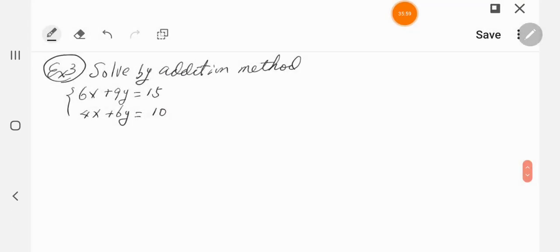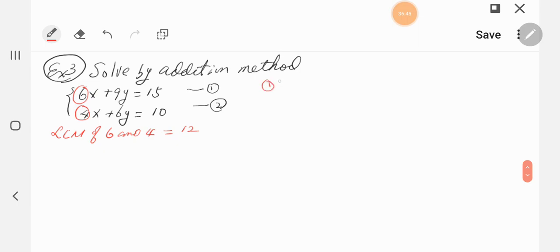Okay, example 3. When we solve this system of equations by the addition method, the coefficients of x and y are all different. So let's eliminate the variable x. So the LCM of the coefficients of x, which are 6 and 4. So what's the LCM of 6 and 4? That is equal to 12, isn't it? 12. So we will make the coefficient of x in the first equation 12 and the other one negative 12.